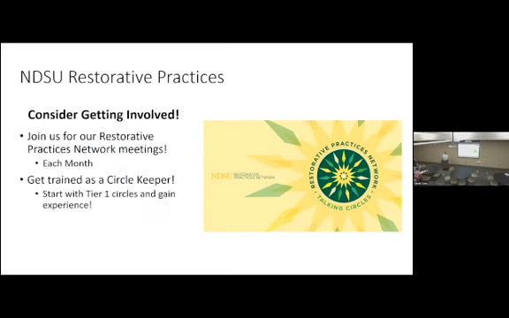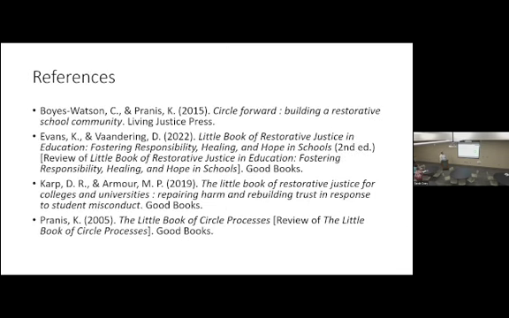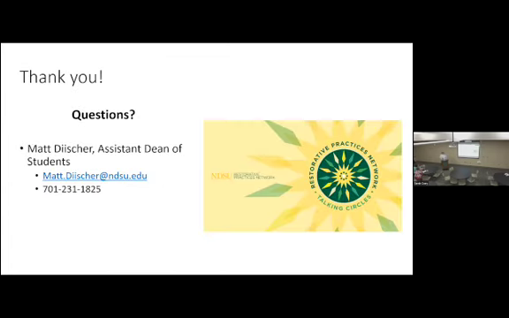And if you're really jazzed about this and you're going, okay, I could see myself getting even more involved, we're always looking for more volunteers to get trained as circle keepers. And we have a meeting every month where we come together to discuss ideas where we can utilize circles to help students, faculty, and staff, and just continue to learn in the process. So again, there are a number of different resources that exist out there. I have a bunch of them. They can be borrowed from me as well, but I want to leave any time that you have for questions.